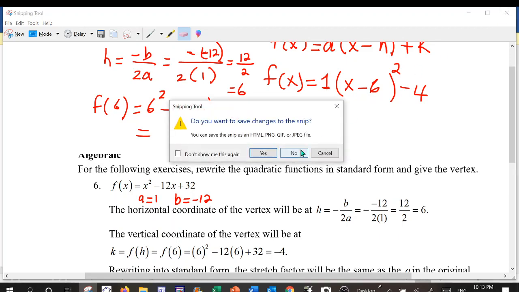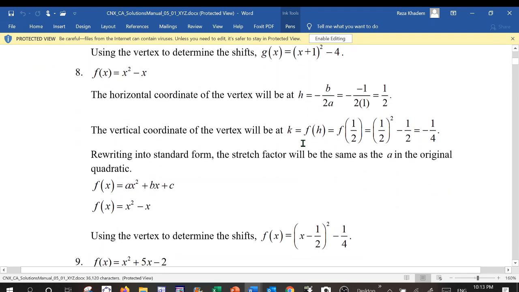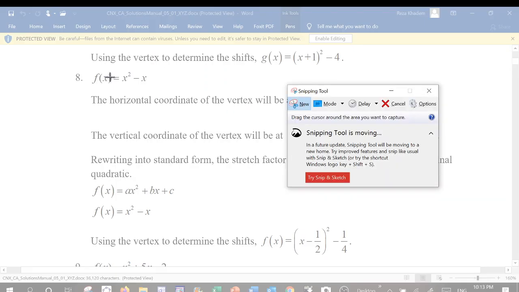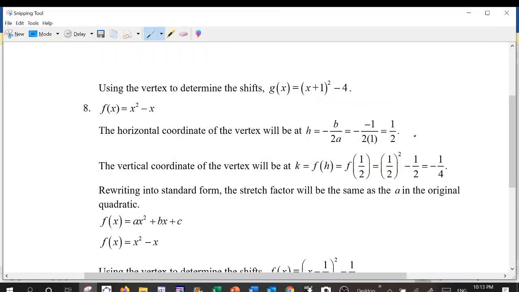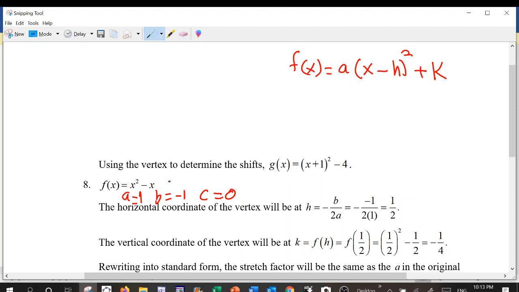Let's do number 8, that one. So that one, again, what are we going to do? We want to write it in this form, a times x minus h squared plus k. Now, here a is 1, and b is negative 1, and c equals 0. There is no c here.